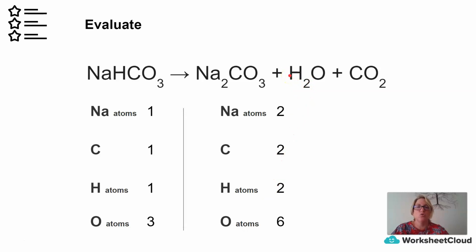So the hint is to start with the metal. So on the left-hand side, on the reactants, I've got 1 atom of sodium, and on the products, I've got 2. So if we start out by adding another molecule of sodium hydrogen carbonate, that will balance out the sodiums. So now we have 2 sodium atoms, but in the process of adding another molecule, I've added another hydrogen atom, and I've added another carbon atom, and I've now added 3 times 2, so I've now got 6 oxygen atoms. So let's go and see if our equation is balanced. Yes, it has. Well done. I'm very proud of you.